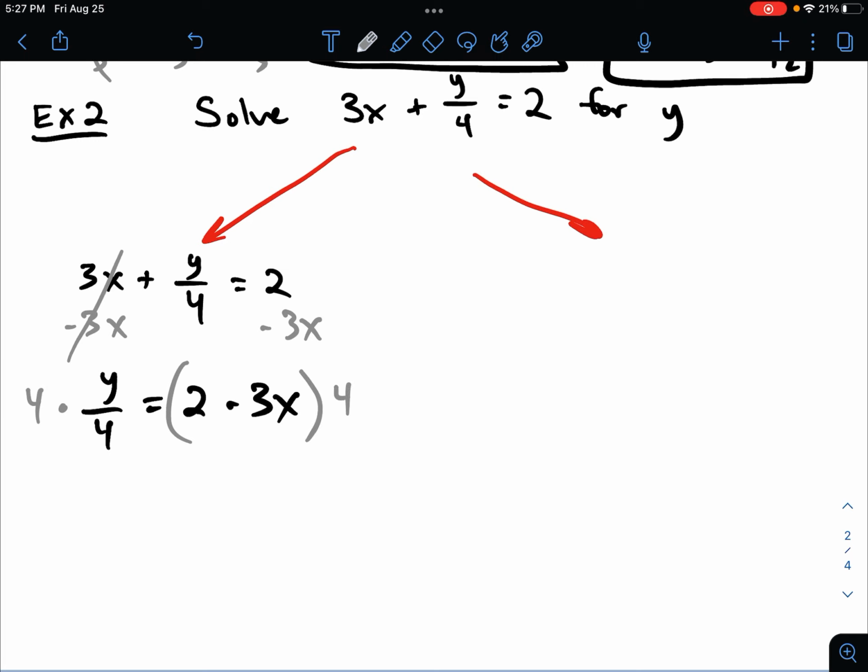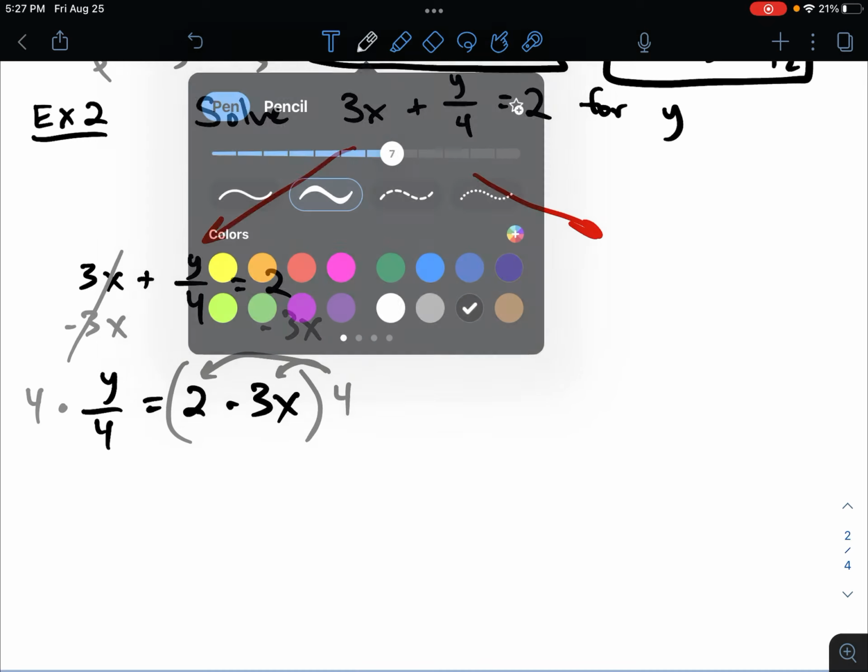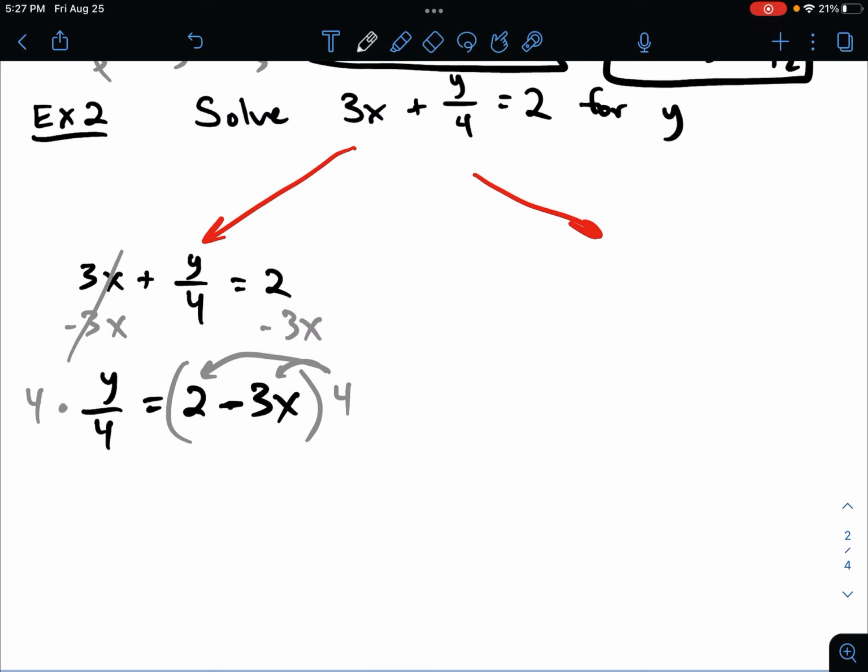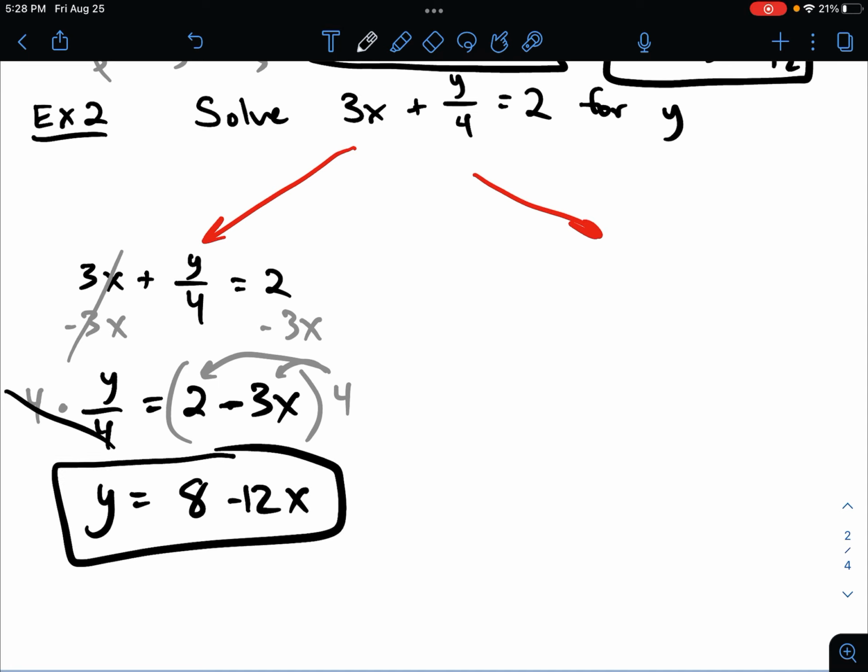side by 4, right? This 4 has to go to the 2, and it has to go to this minus 3x. All right. So on the left side, the 4's cancel, so we just end up with y. 4 times 2 is 8. 3x times 4 is 12. And there we go. We've isolated the letter y.